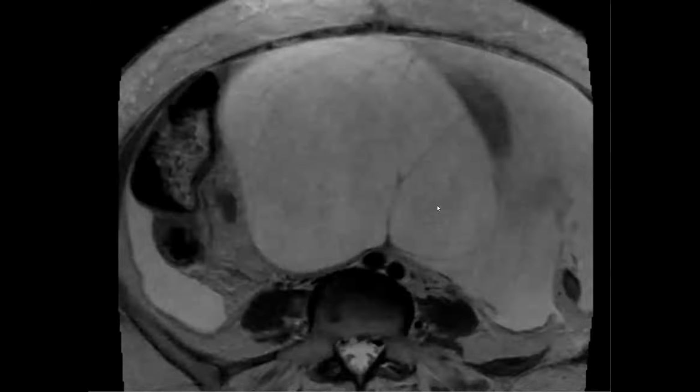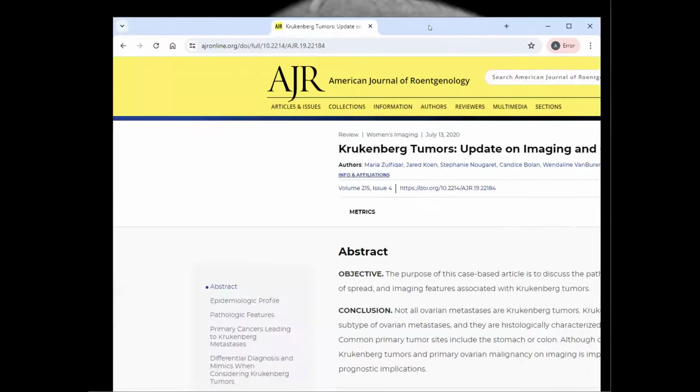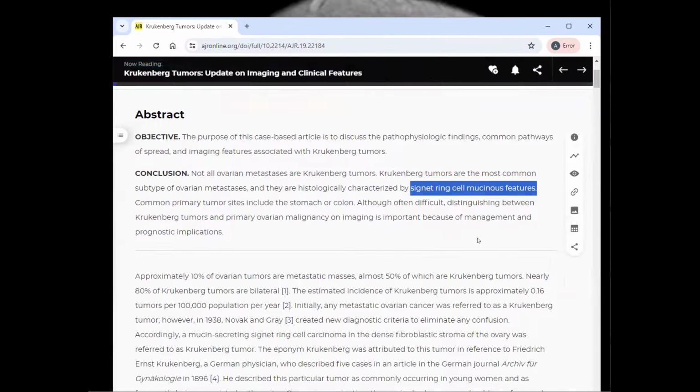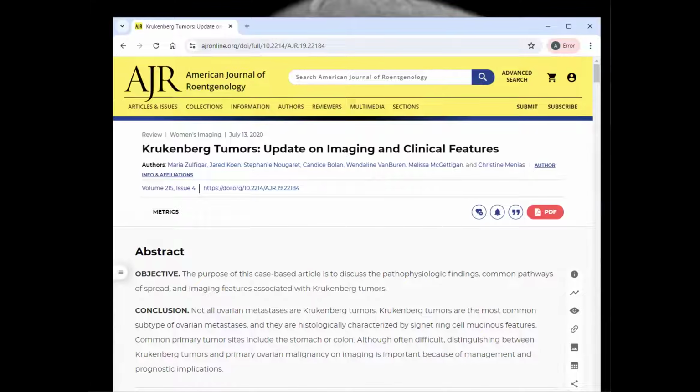And then it's interesting you use the term Krukenberg. Actually, there's a great article from your colleagues, Maria and Cookie, in AJR, about Krukenberg tumors. Krukenberg is specifically a term for signet ring cell mucinous tumors. Those are most commonly from gastric, but otherwise you can just call them ovarian mets. But the term Krukenberg is specifically for signet ring cell. Oh, okay, good to know. Thank you. Yeah, so there's a really nice article from these guys.